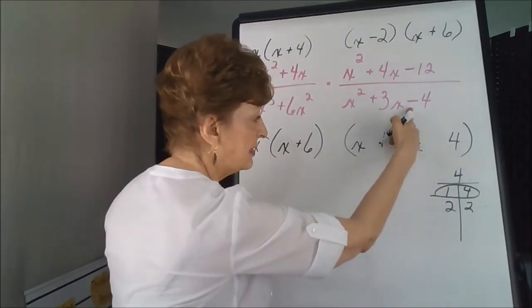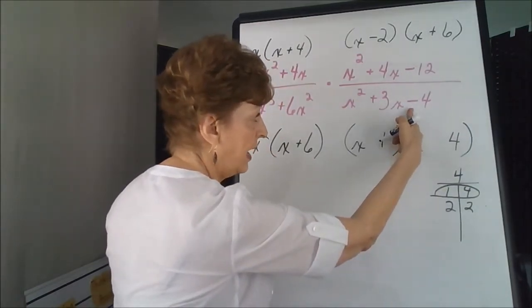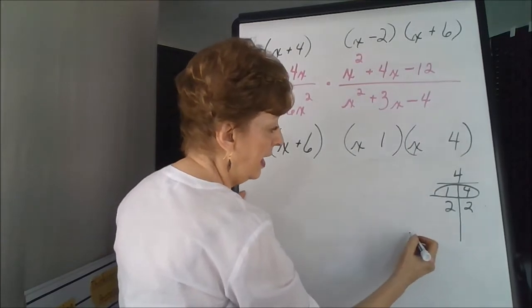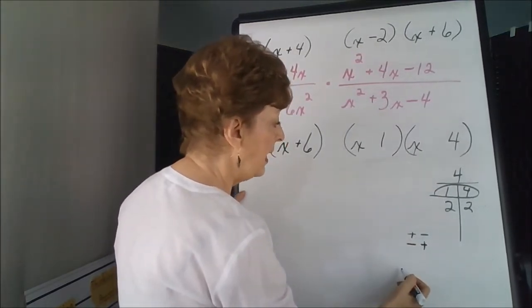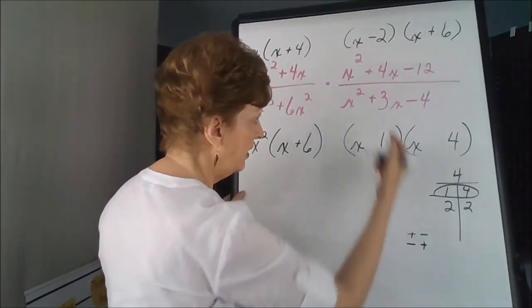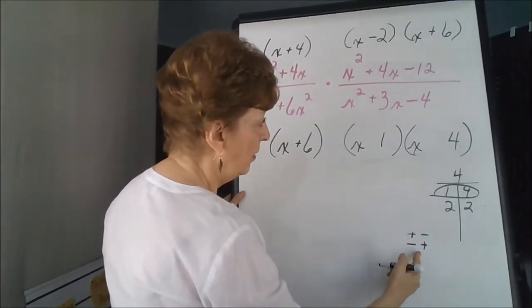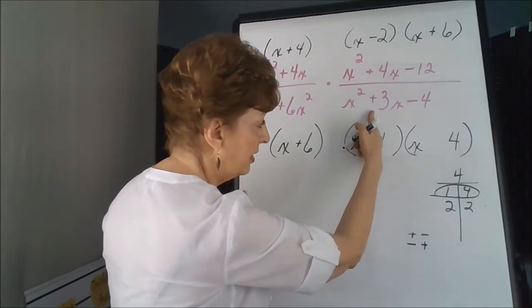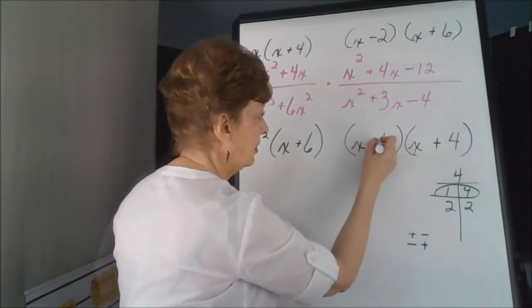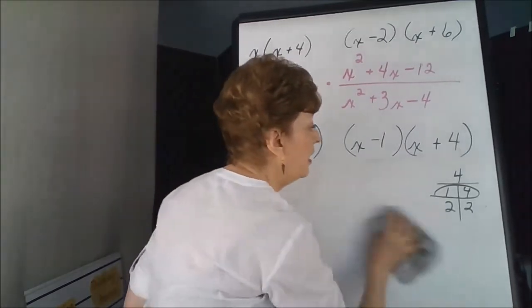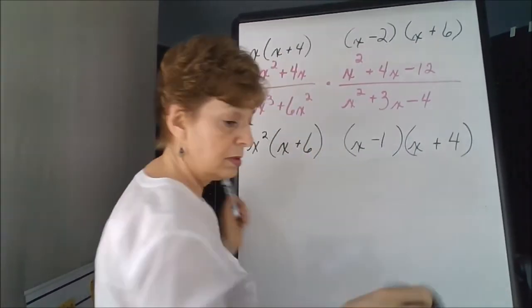Now, as far as the signs, we need a negative for the multiplication, so those are the only 2 ways we can get them. We need a positive in the middle. Well, then the higher number has to be positive. So lower negative. Check it if you need to. If not, we're ready to go.